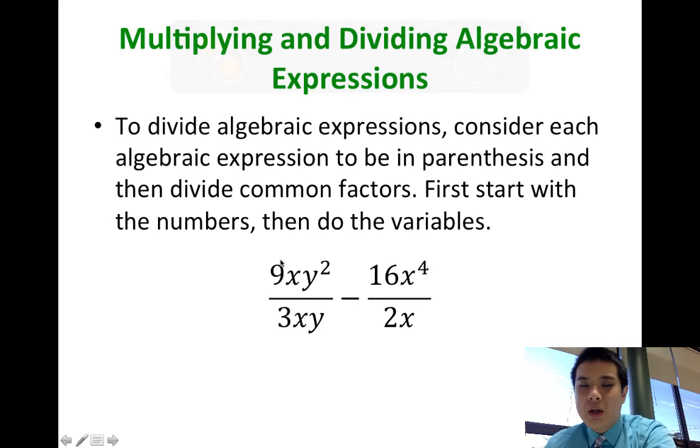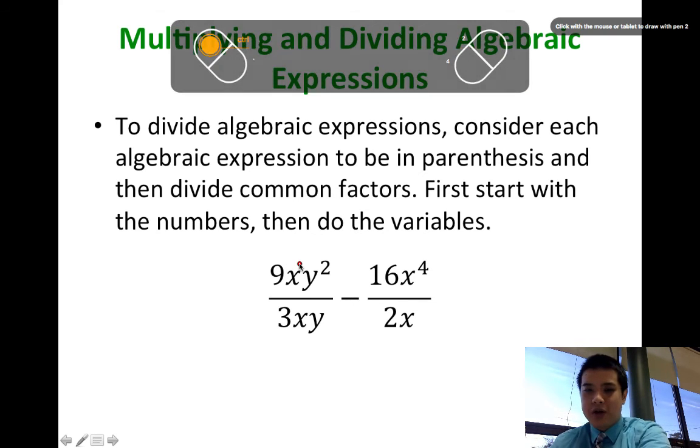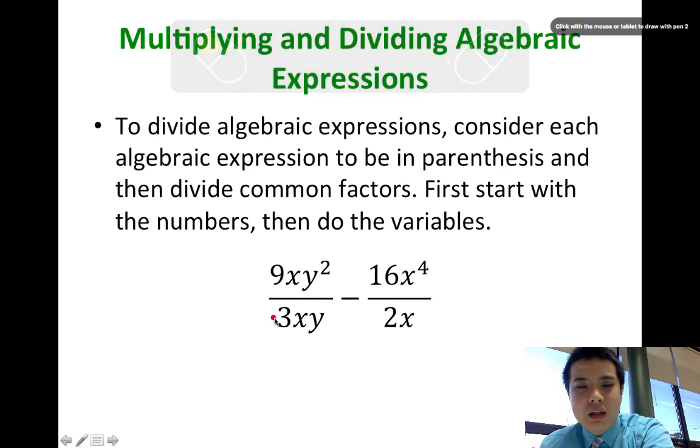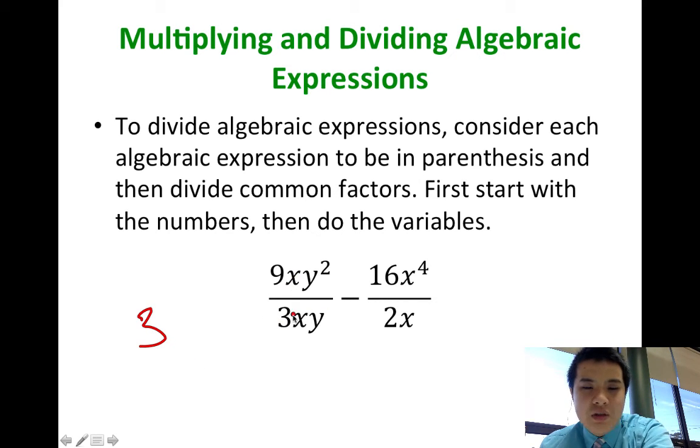So in order to do this, we again have to take a look at the number parts. 9 divided by 3 is 3. Recall that x divided by x, we can simply cross out each one. Up here we have two y's, and down here we have one y, so we get rid of one y from both the top and the bottom. We have 3y. Over here we have 16 divided by 2. So that gives us 8.